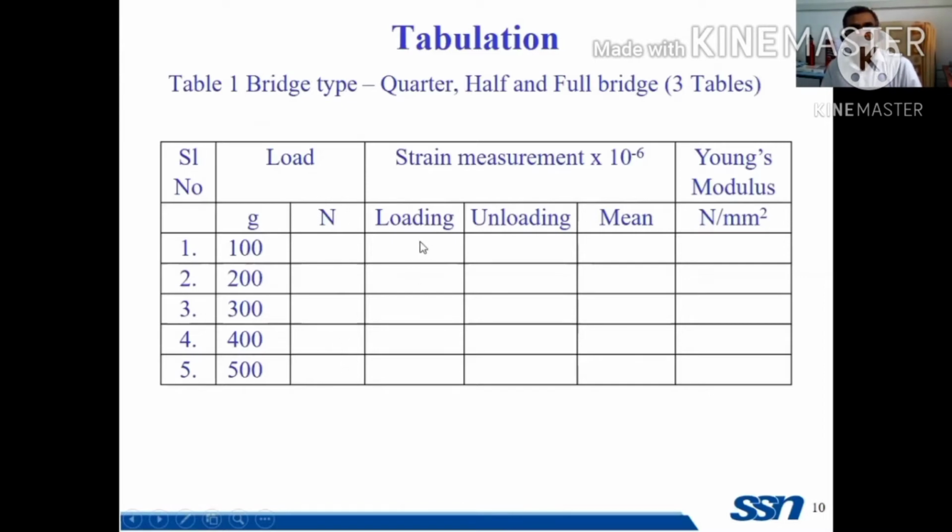Then you find the strain value during loading and unloading, then the mean value. Whatever value you get, multiply with 10 power minus 6. That will give the strain value for different loadings. Then you can find the Young's modulus using the equation.